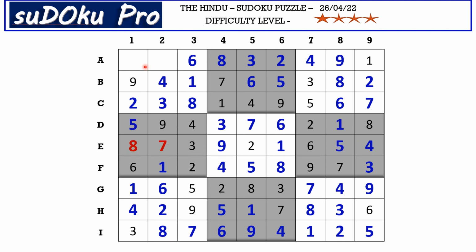Now the missing numbers in block 1 are 5 and 7. There is a 7 blocking from here. So A2 takes 5 and A1 takes 7. And the puzzle is solved.